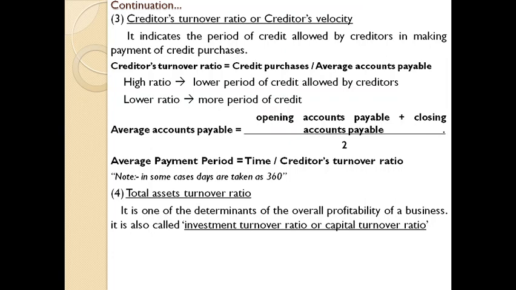This ratio is also called investment turnover ratio or capital turnover ratio. It can be computed by using the equation: total asset turnover equals sales divided by total assets. Why are we using this ratio? To measure how much of the total assets is utilized in improving or increasing sales. The higher the ratio, the better. The lower the ratio, the worse.